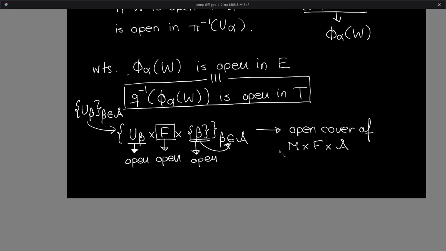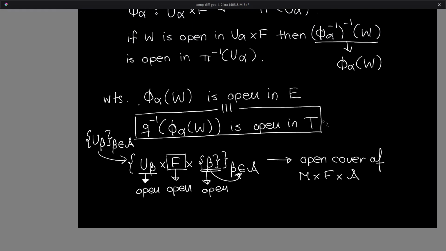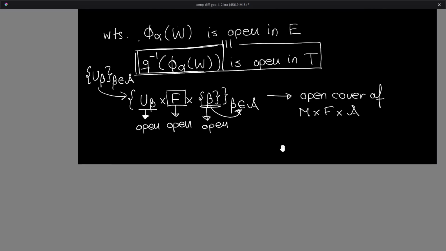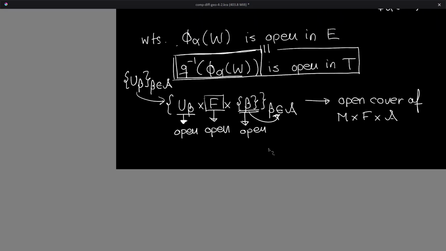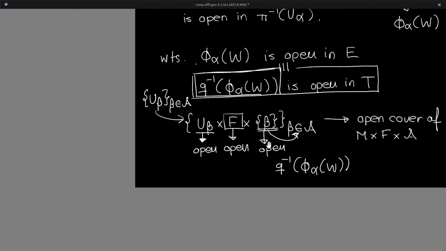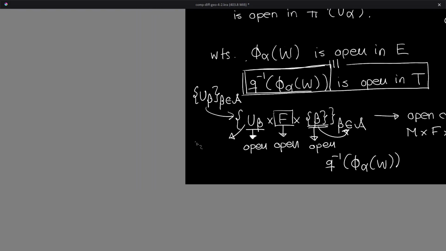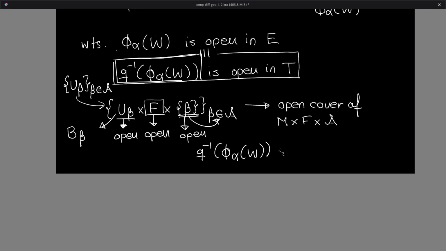So we know that this is a set in T, right? And since T has a subspace topology, we know that as long as we can show that the intersection of this Q inverse of phi alpha of W intersects with one of these sets, let's call this B beta, and so that intersection with B beta is open.